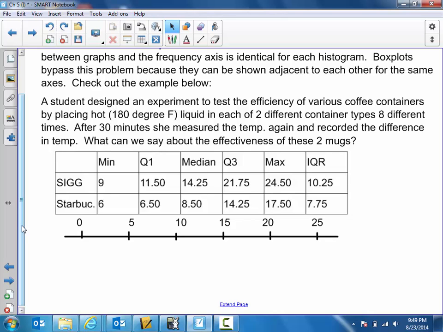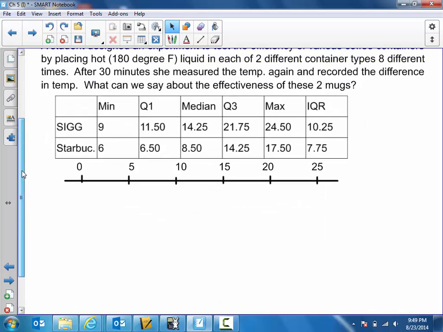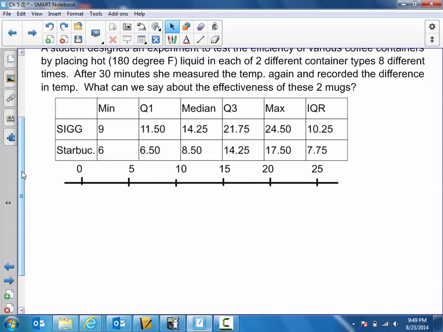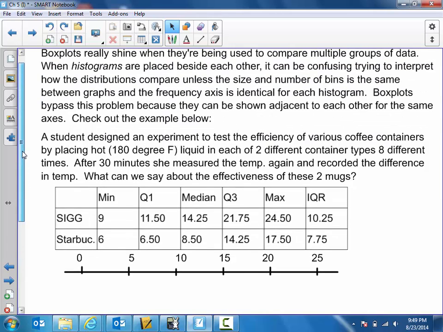Alright, third thing here. Rather than going through all the humdrum in the first paragraph, which is basically saying, hey, the boxplot can be used to compare distributions, let's go ahead and show you what comparative box plots look like. Okay, so I'm going to go through this really quickly. You've got the 5-number summary plus the interquartile range presented to you for two different mug types, a SIG mug type and a Starbucks mug type.